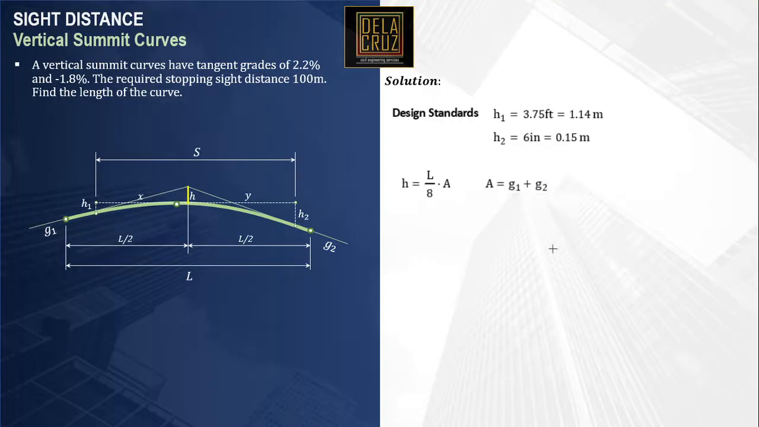Okay, so solving for A is equal to 0.022 in decimal plus 0.018. That is 0.04. So some books here use A as in percent. No? So if we use A as percent, we'll be using here 800. Okay? If we use A in decimal, this is L over 8A. Alright.